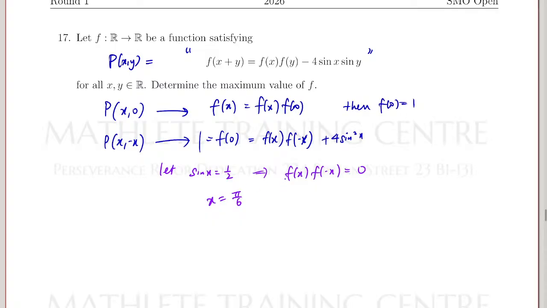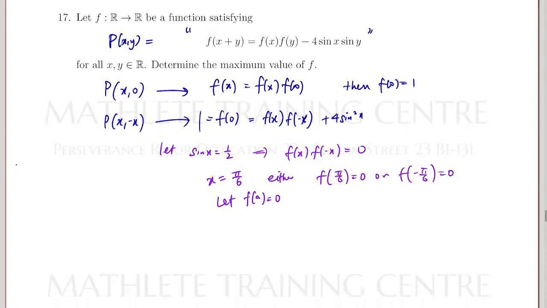So as a result, we know that either f(pi over 6) equals 0 or f(negative pi over 6) equals 0. But it doesn't matter because we have achieved our objective. Our objective is to get f of something equals 0, right? So it actually doesn't matter which one we use. Now we say that we can let f(a) equal 0. So a, I can choose either this guy or this guy depending on what the question wants us.